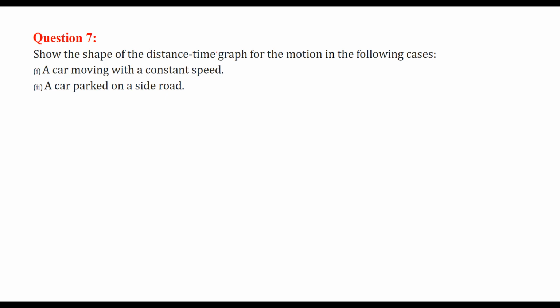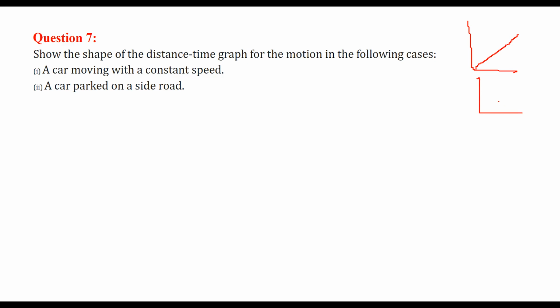Show the shape of the distance-time graph for the motion of the following cases. First, a car moving with constant speed. So constant speed is like this: the distance traveled with time increases constantly.